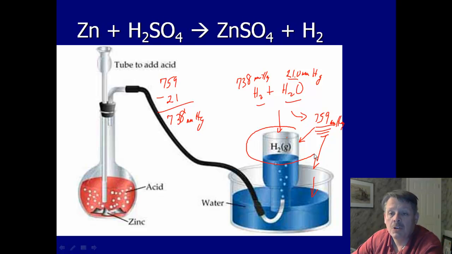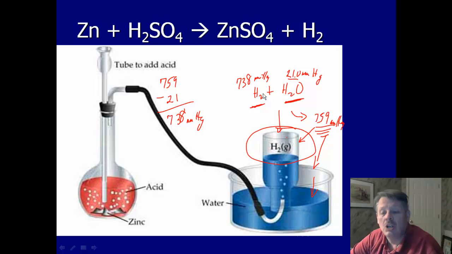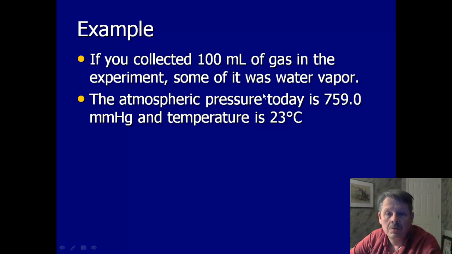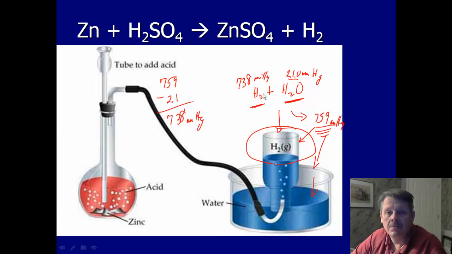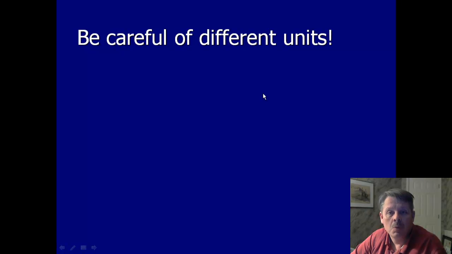Again, remember your pressure in here is made up of two things, the pressure of hydrogen and the pressure of water. Based on the temperature today, which was 23 degrees, we know that 21 millimeters of mercury of the pressure in here is water. So the remainder from the 759 has to be 738 millimeters of mercury. That's how we figure out how much pressure of hydrogen there is in that tube. Okay, cool.